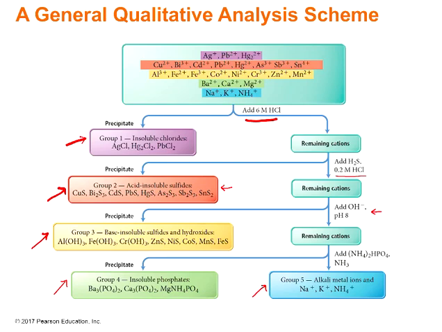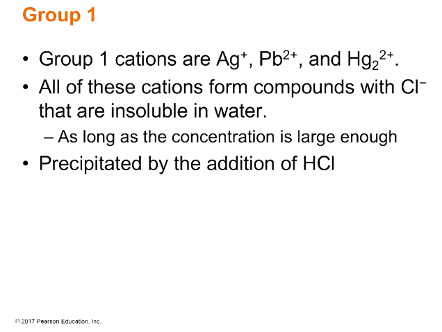And then finally, we add ammonium hydrogen phosphate and ammonia. And this is going to encourage insoluble phosphates to precipitate. And then finally, we'll just be left with our alkali metal ions. So let's go over some of those groups in more detail.